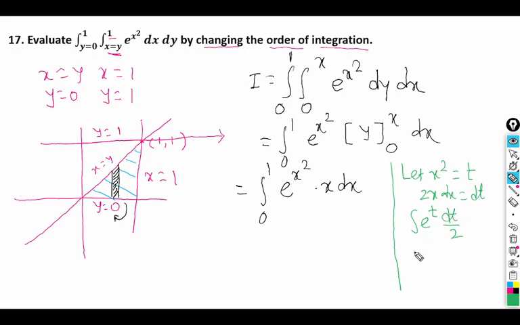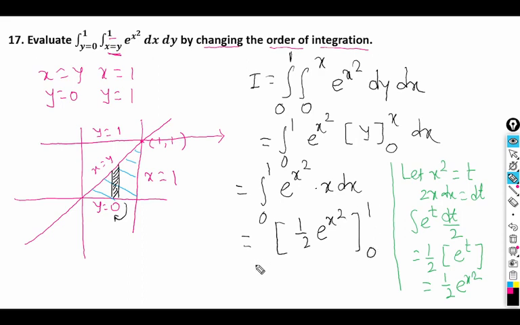That's the integral. So 1 by 2 is a constant as it is. Integral of e raised to t is e raised to t only. And limits, if you resubstitute the value of t, it's 1 by 2 e raised to x square. So directly this value we can use for the integration as 1 by 2 e raised to x square. This is after the substitution method.